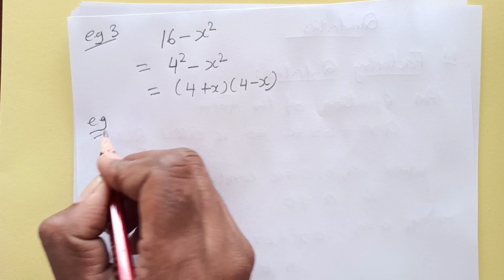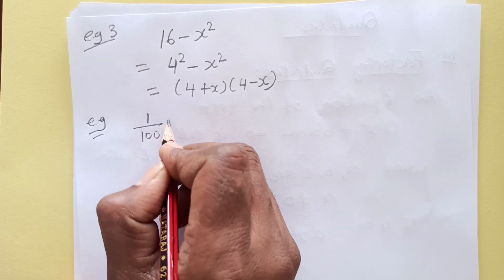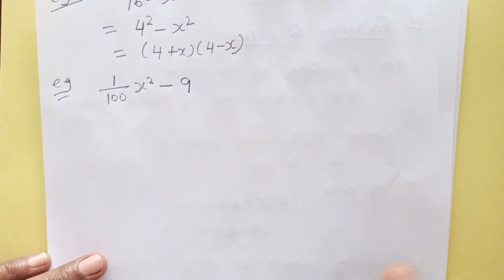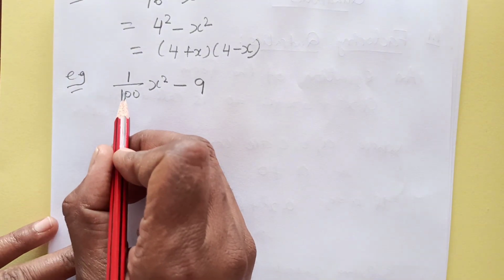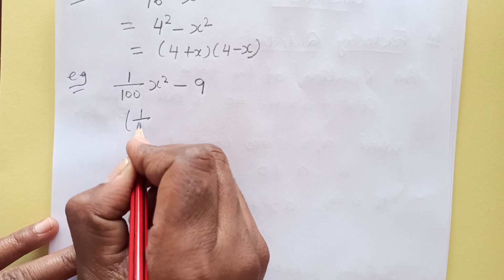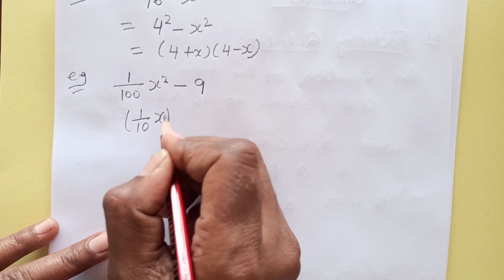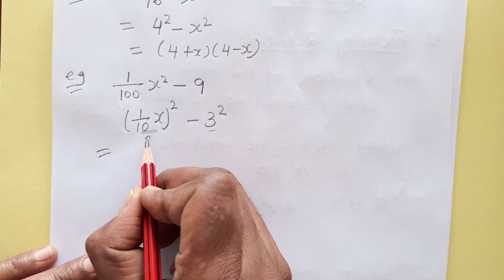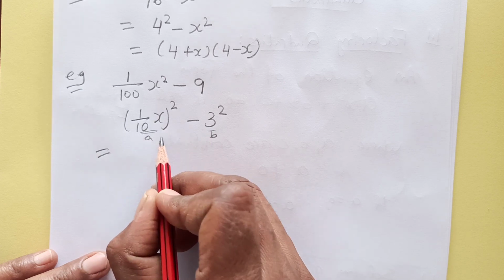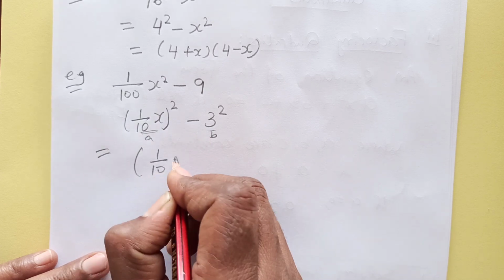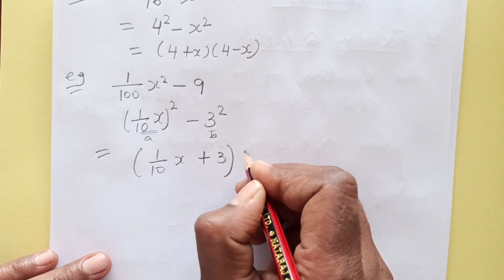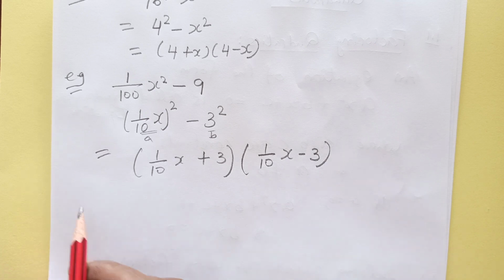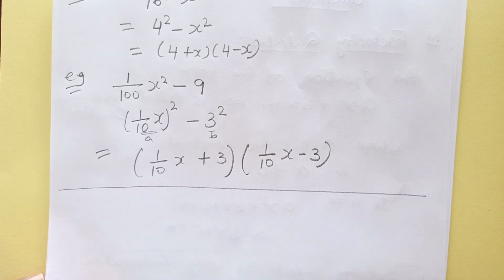So let's see this one, 1 over 100 x squared minus 9. Sometimes it doesn't look straight, but you can always find a way. So this is 1 over 10 x squared minus 3 squared. So now this is your a and this is b, right? A plus b, then a minus b. 1 over 10 x plus 3 and then 1 over 10 x minus 3, right? So this is your final answer, okay?